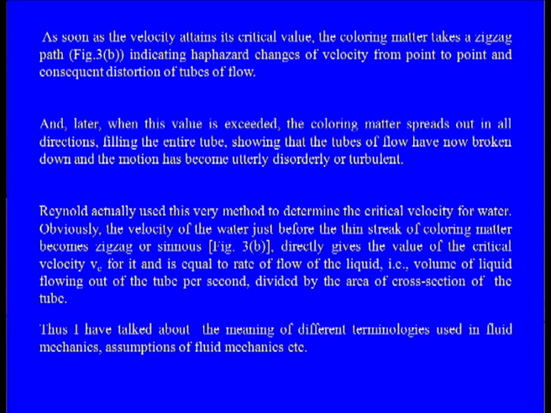Reynolds actually used this very method to determine the critical velocity for water. Obviously, the velocity of the water just before the thin streak of the coloring matter becomes zigzag or sinuous directly gives the value of the critical velocity Vc for it, and is equal to the rate of flow of the liquid, that is, the volume of the liquid flowing out of the tube per second divided by the area of the cross section of the tube. From there Reynolds calculated the critical velocity, and from there he calculated the Reynolds number. If the velocity is less than that, it will be streamlined flow. If the velocity is more than the critical velocity, it will be turbulent flow.